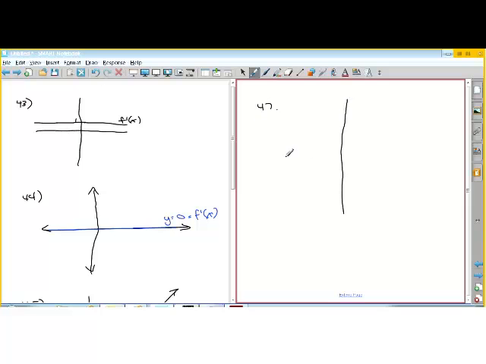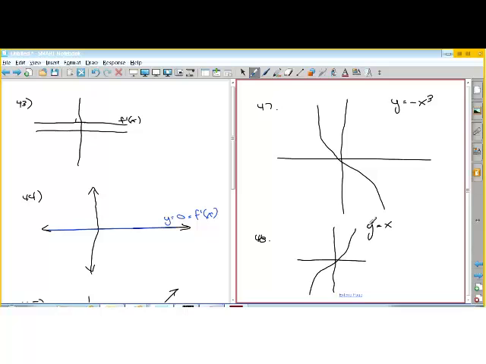So 47. Well, the easiest one to do is something like a cubic, but it looks like this. So if you did y equals negative x cubed, and you plotted it, it would look like that. And so it's always negative. And 48 is the opposite of that. If you just did y equals x cubed instead of negative x cubed, you'd get something like that.